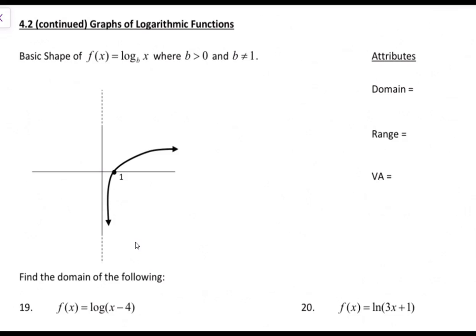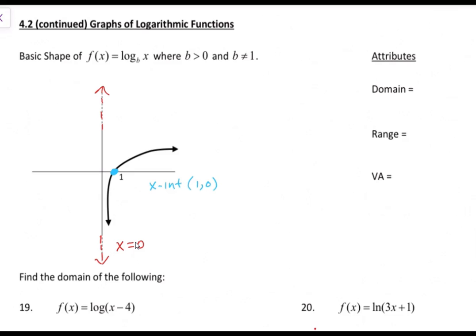So we want to recognize a few characteristics of this graph that we're going to use in our transformations. The first thing to point out is the one significant point that we'll move and use to help in our graphing, and that's the x-intercept of this basic shape, which is located at (1, 0). The other characteristic that we want to recognize is the fact that a logarithmic function has a vertical asymptote. And in the basic shape, that vertical asymptote is located at x equal to 0.